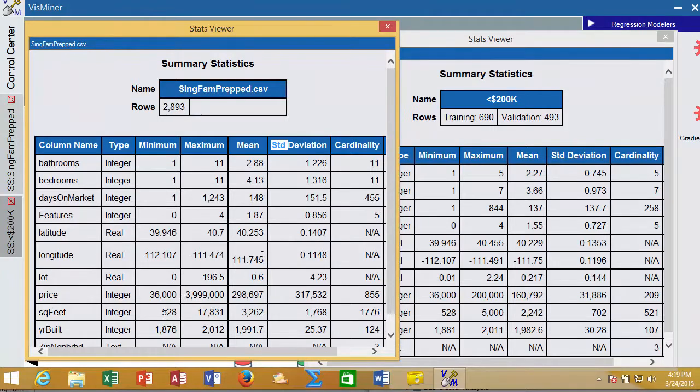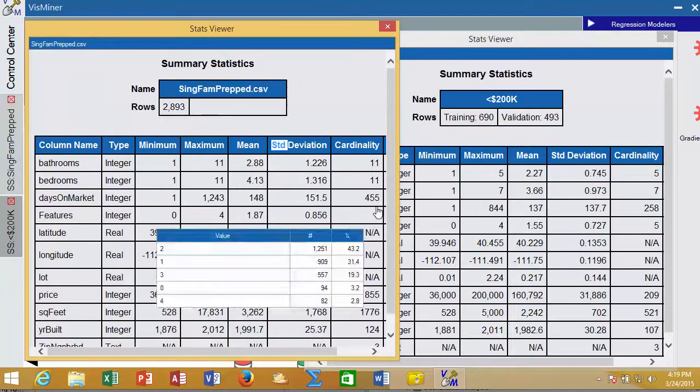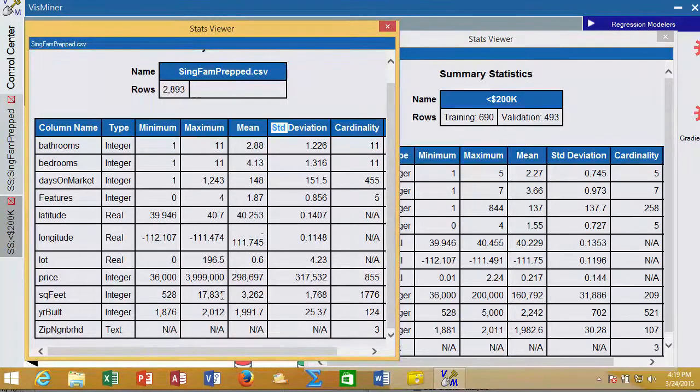Square footage wise, we have teeny ones, very small, up to mansions. 17,000 square feet is very large. Some of them were built in the 1800s. Some are brand new. This data was collected in 2012.